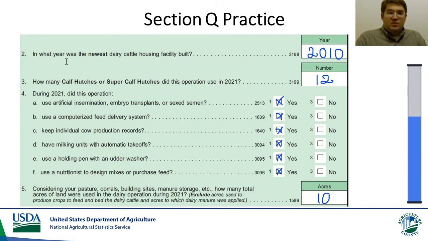Question 2 will be 2010 because their dairy started new in 2010. Question 3 will be 12 super hutches, so we will record 12. All of the sub-questions under question 4 will be marked with yes with the given information. And at the end of question 5, there will be 10 acres, so we will record 10.